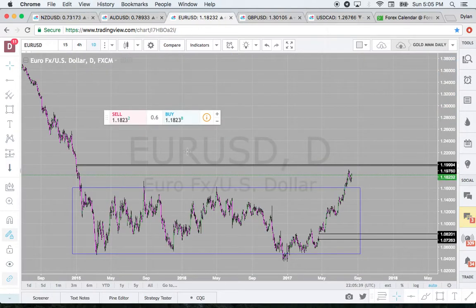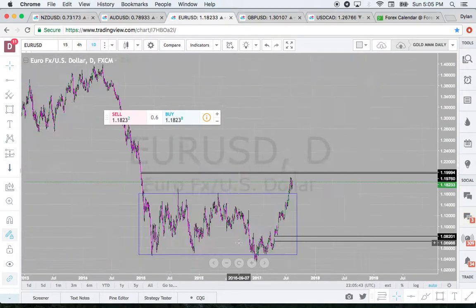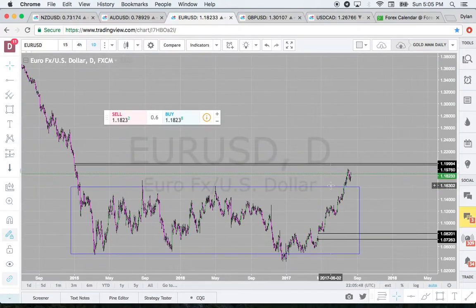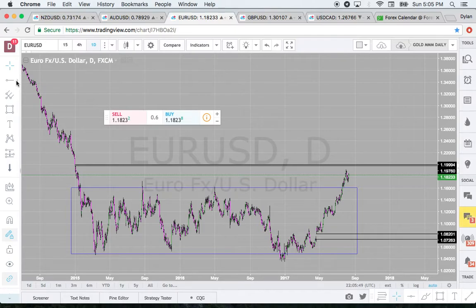So moving on to the Euro USD, we can see on the macro daily chart as well, the Euro is in a very strong uptrend.